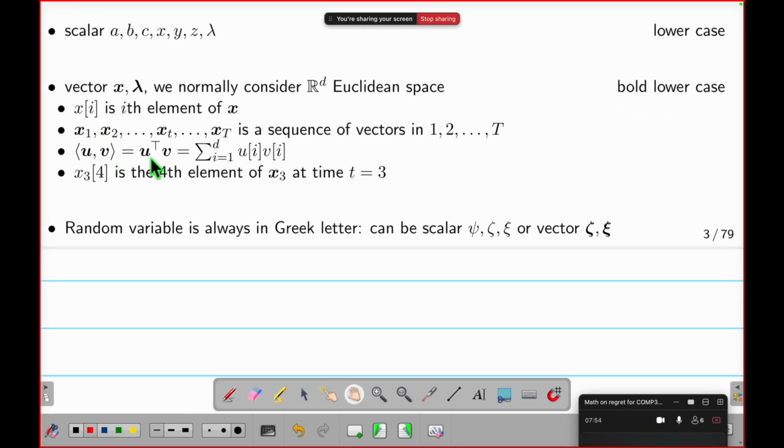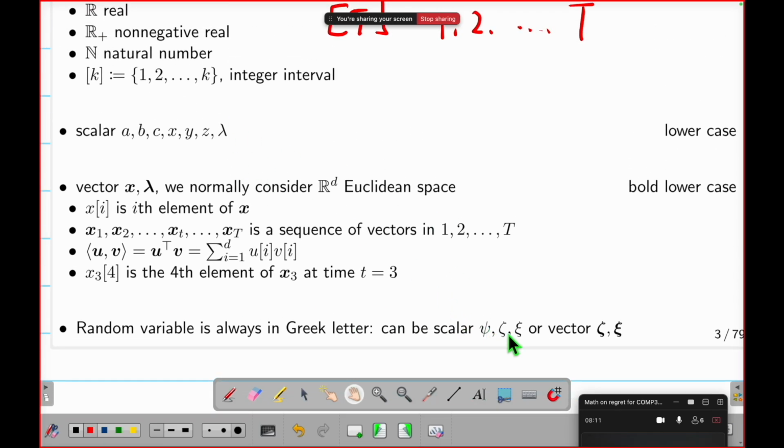Okay, let's say like this. This is the inner product. So with this notation, then just sum each of them. And so this is the notation. This means the vector at time 3, the fourth component. And lastly, Greek letters are always random variables. So following the style, this is a scalar random variable, this is a random vector. Of course, we can have a random matrix and then whatever random set.